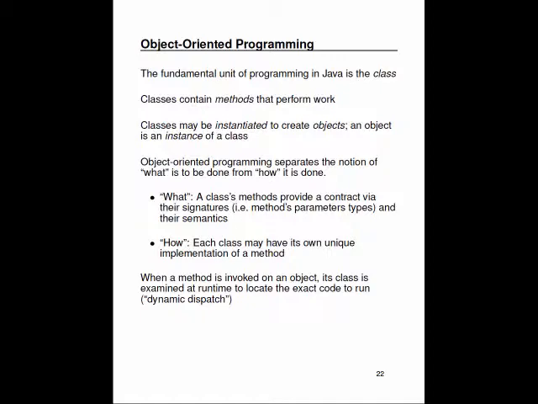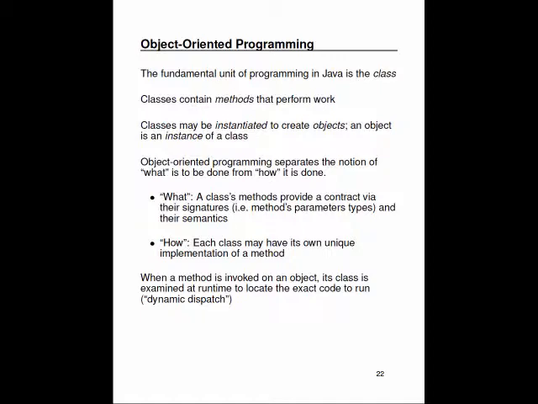And what this means is that object-oriented programming separates the notion of what is to be done from how it is to be done. So if you think of what a class's methods provide, it's really a contract that says, okay, here's what I'm going to do. I've got a method with this name, and it takes these inputs, these parameters, and returns this output and maybe has these side effects. Oh yeah, by the way, if something goes wrong, I'm going to throw this exception.